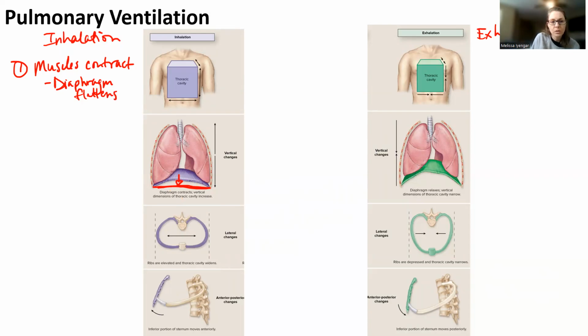The other muscles are here. These are the external intercostal muscles, just the external intercostals. As the external intercostal muscles contract, what that does is it lifts up here the sternum and actually causes the thoracic cavity to expand. It basically pulls the ribs upwards.